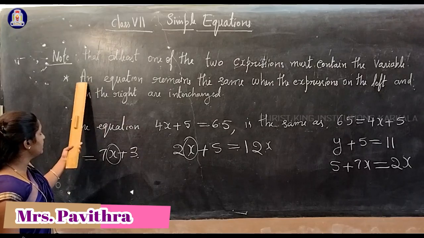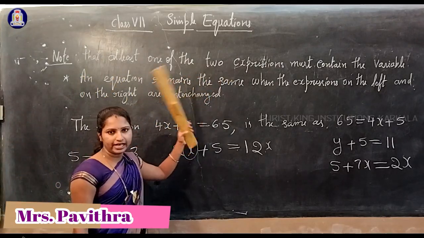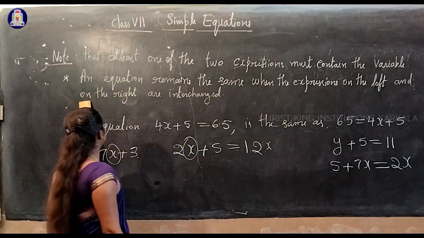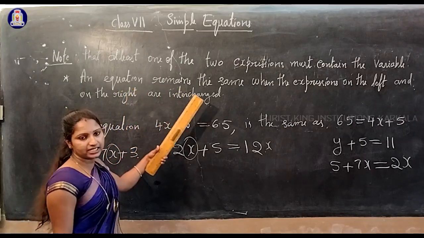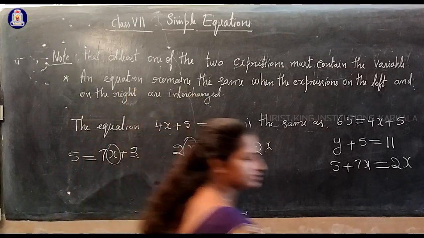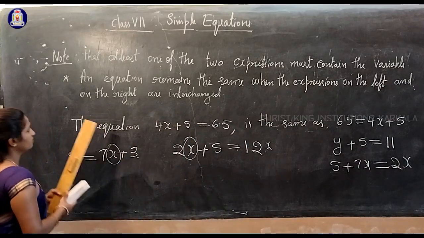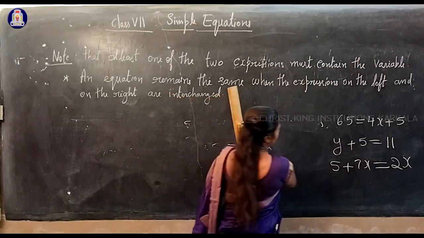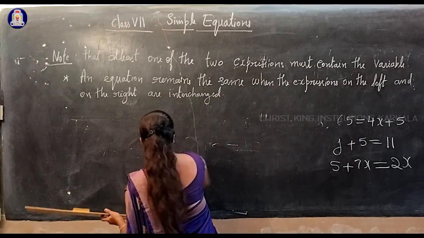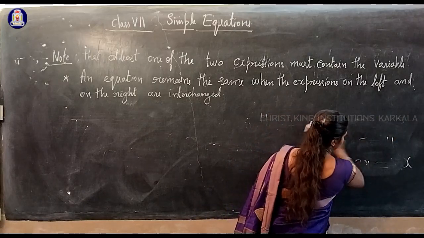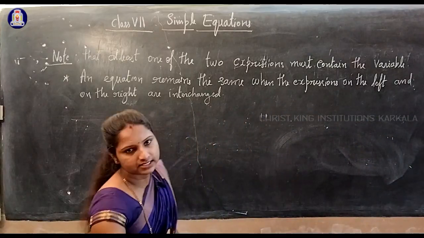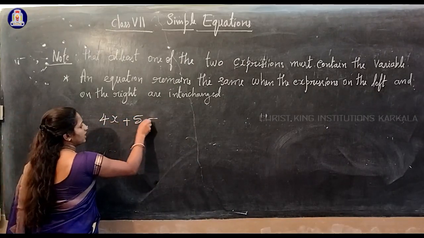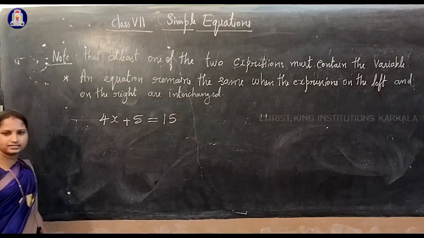So one more, see, an equation remains the same when the expressions on the left and on the right are interchanged. An equation will remain the same when the expression on the left and the expression on the right are interchanged. If you interchange also, the value remains the same. For example, if I write 4x plus 5 is equal to 15, this is the equation.